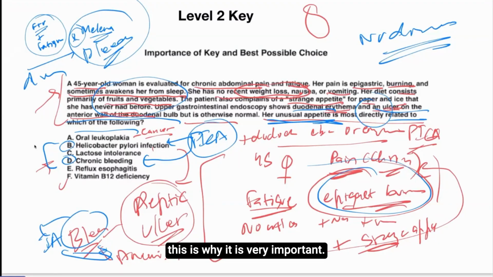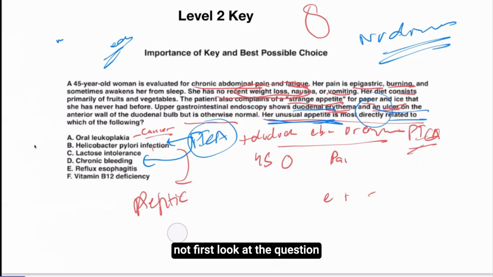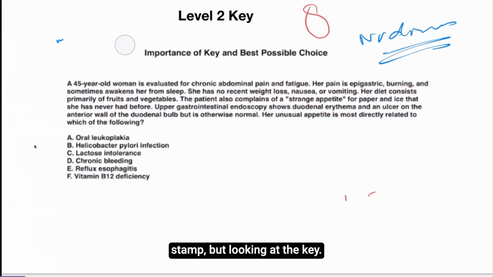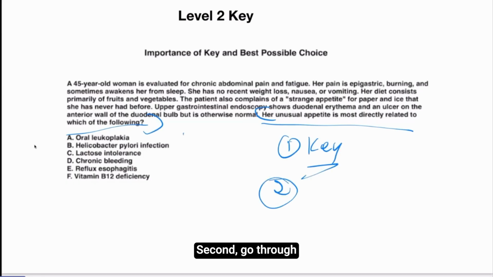This is why it is very important, when I was telling you how to read questions, to not first look at the question stem, but to look at the key. So this is the key. The first thing you should read is, if you want sugar, everyone wants sugar, you have to start with the key, knowing what you want. Second, go through the answer choices. These are the stores where I can go and get what I want, like the places or the aisles. So you're going across the aisles where you're seeing what you want, and that's the answer choices.